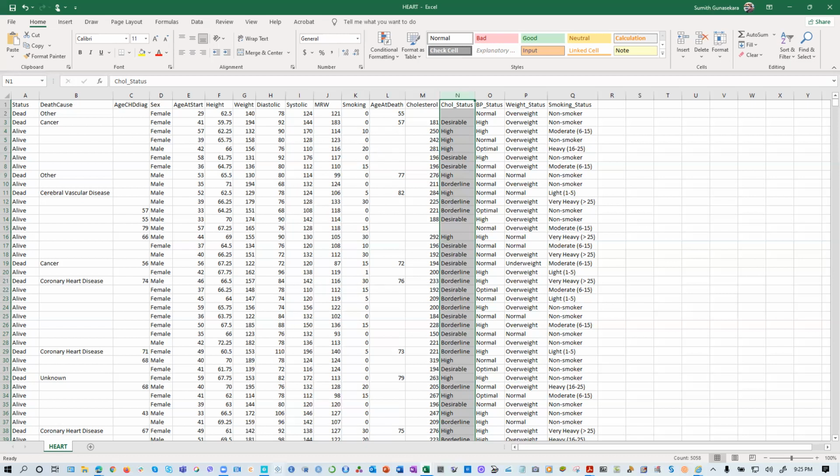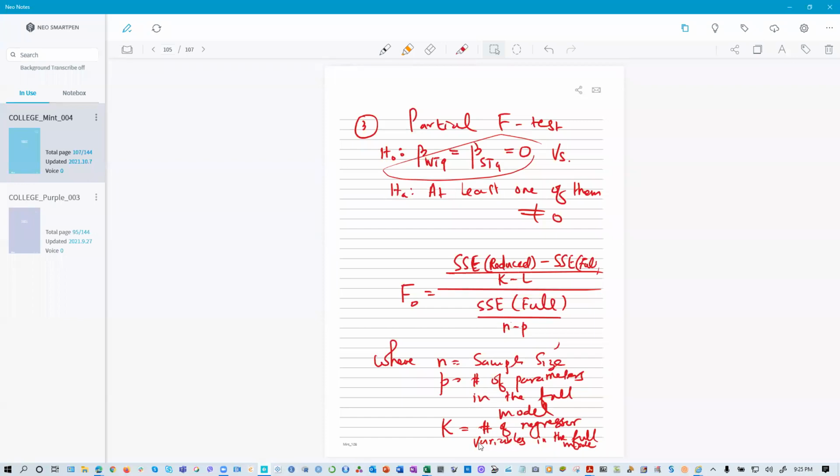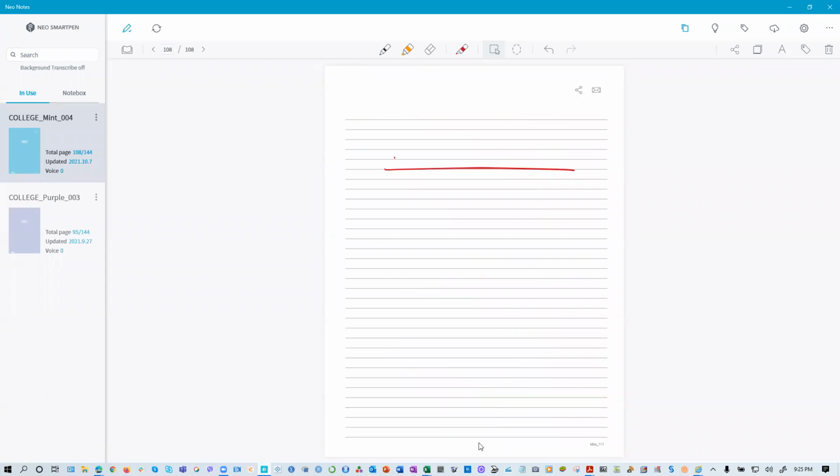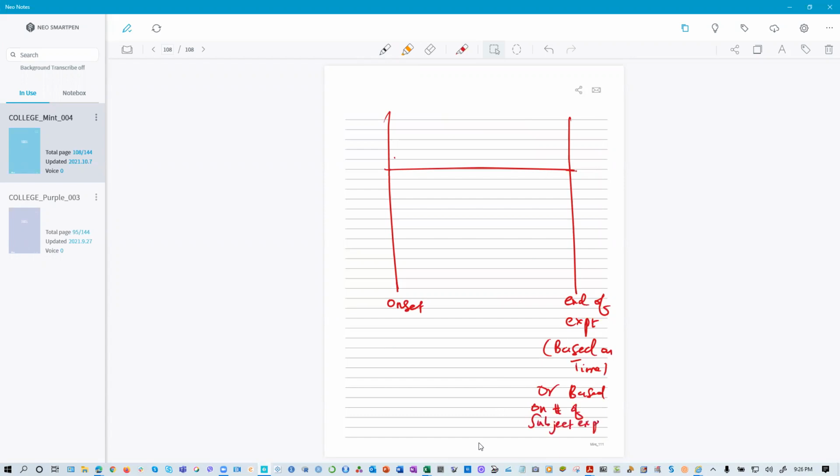But what I'm trying to say is, if by any chance, not this experiment, let's say another kind of experiment, was stopped over here. This is our experiment: they started, this particular subject entered at the beginning, the onset, and this is the end of the experiment. Let's say, based on what? Based on time, or based on the number of subjects who experience the event. Based on that, you decided on a certain number of people being treated, to find some kind of medication or even some kind of situation.